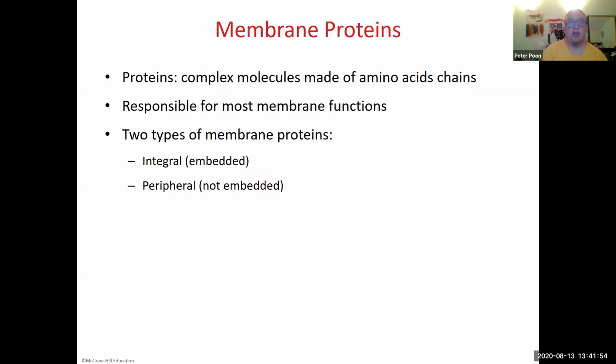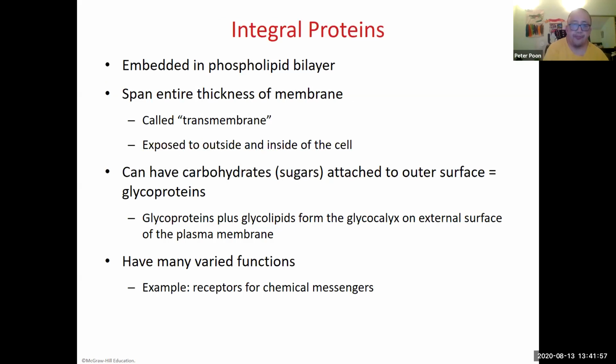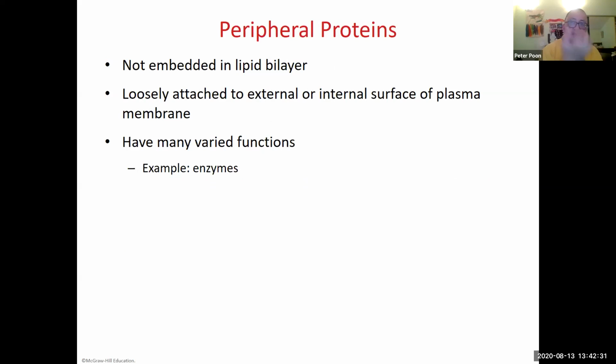So there we go. Integral proteins are embedded in the phospholipid bilayer. They're also known as transmembrane proteins, because trans means across the membrane. They can have carbohydrates attached to the outer surface. In cell membranes, there are always going to be sugar molecules on the outer surface. That tells the cell, one, which surface is the outer surface, and two, it tells your immune system what type of cell you actually are.